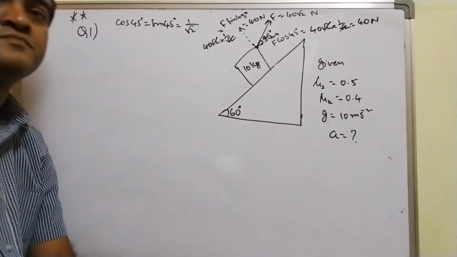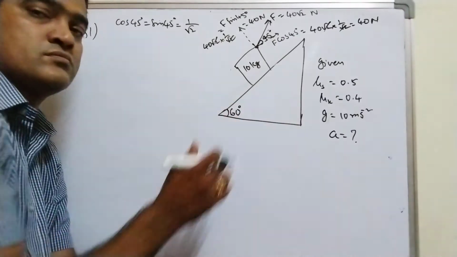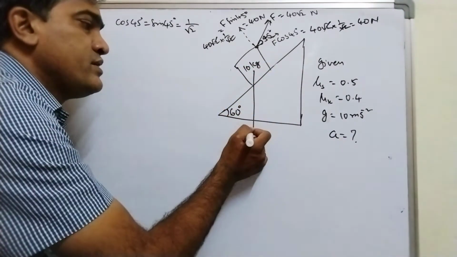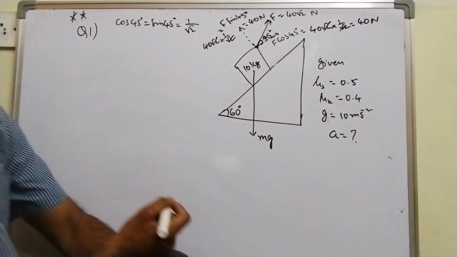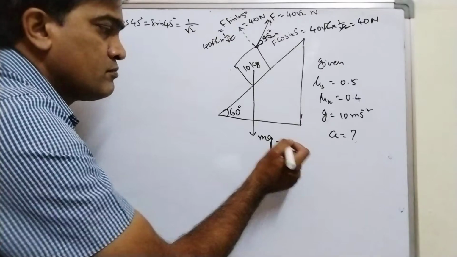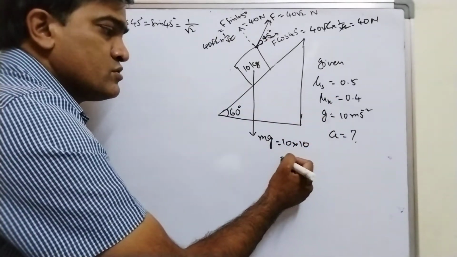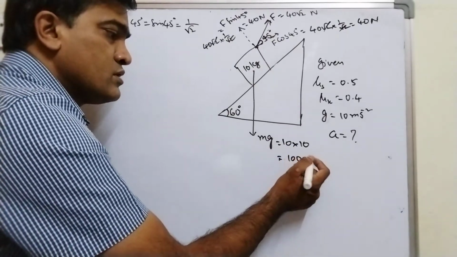Now, what other forces can you show on this system? Weight of the block, mg, always acts vertically downwards. Mass is given as 10, g is also given as 10, which is equal to 100 Newton. Weight is 100 Newton.